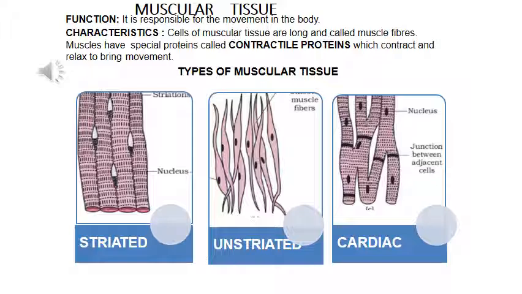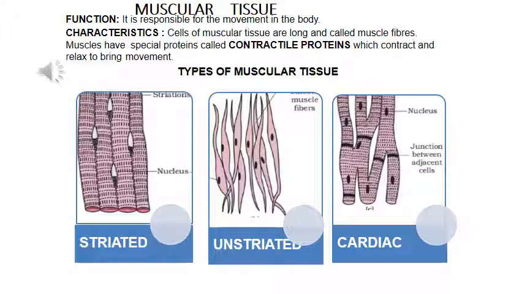Now here, if I talk about muscles, muscles always work in pairs. One pair of muscles is relaxing, the other muscle is contracting. This way we are able to lift objects. We have discussed this. Now muscles are of three types, right? But before moving to the three types, we will see the basic function of the muscles. Function: it is responsible for the movement in the body.